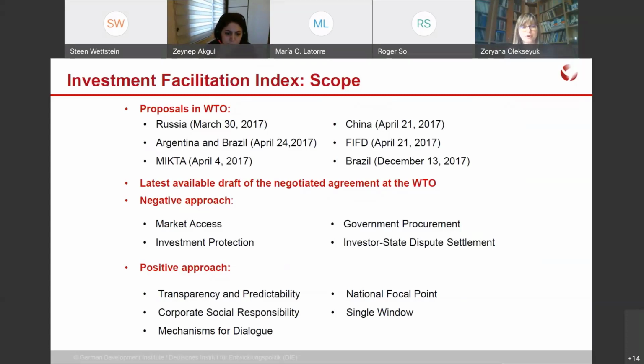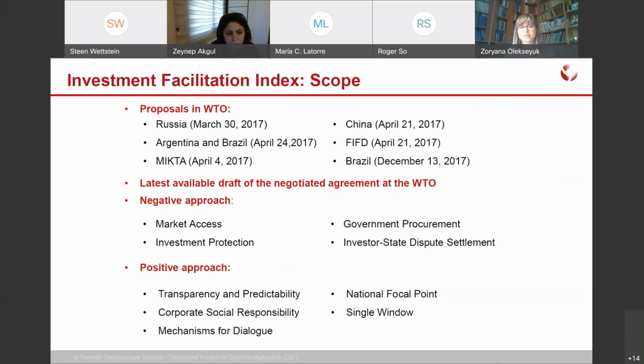Hereby we use 2 approaches, the negative and the positive approach. The negative one is very clear: all countries have agreed that investment facilitation will not cover market access, investment protection, government procurement, and investor-state dispute settlement. Regarding the positive one, it's very clear that transparency and predictability, mechanisms for dialogue and cooperation, national focal point, single window, and newly corporate social responsibility will be part of it.